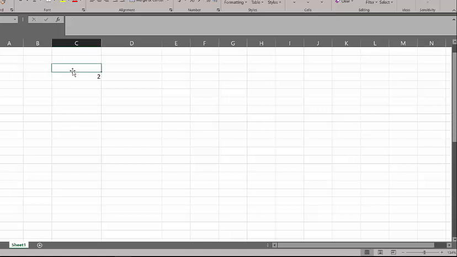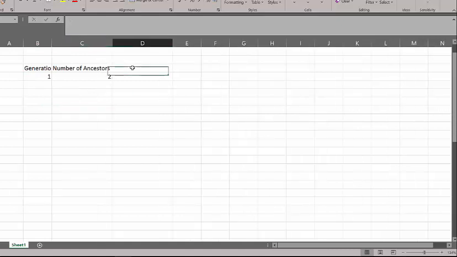We got our own mommy and our own daddy. So this would be the number of ancestors that goes right here. All right, and then we'll put here generation. And so you go back one generation, you've got two ancestors represented.